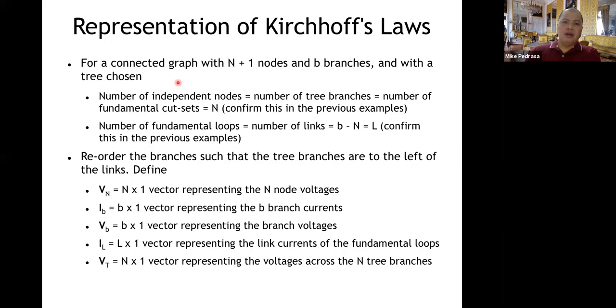We have a graph with n plus 1 nodes and b branches. Take note that the number of independent nodes is equal to the number of tree branches. In our earlier example, we have 5 nodes in total. We remove 1, so it became 4. Those are the number of independent nodes. And when we drew the tree, it has 4 branches. For each branch of the tree, there is a cut set, so that's also equal to the number of fundamental cut sets. The number of fundamental loops is equal to the number of links.